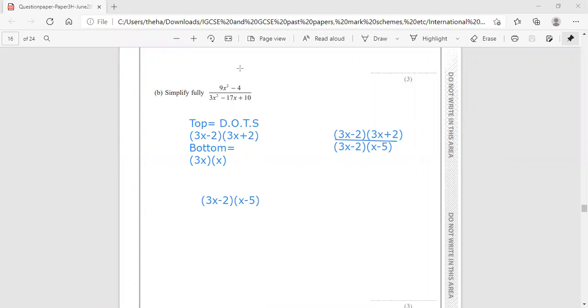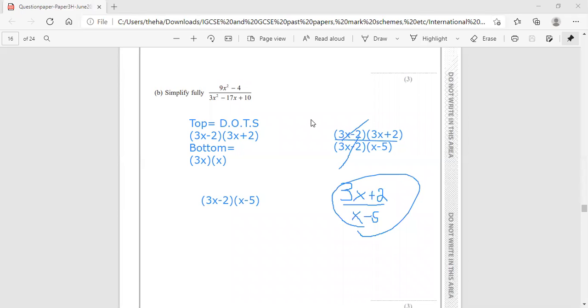what can we do now? We have to simplify it fully. So what have we got on the top and bottom that are the same? Well, we've got 3x minus 2 on the top and bottom, so we can literally just get rid of both of those. That will give us a final answer of 3x plus 2 on the top over x minus 5. So basically, there's only really 3 steps here. Factorize the top, factorize the bottom, and then cancel down. And it's 3 marks, so 1 mark per step.